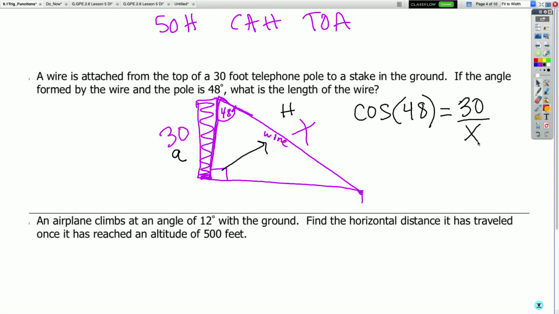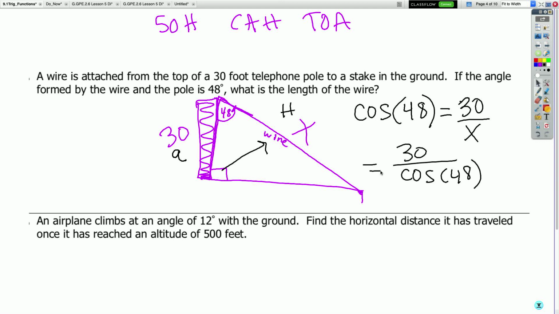So do we see the difference? Someone asked me in the last class, how do I know when I'm using the inverse functions or when I'm just doing regular functions? If you're looking for the angle, that's when we do our inverse functions. So they gave us the angle here. So when x is on the bottom, what do we do, Elijah? When x is on the bottom, we divide. So we're going to be doing 30 divided by the cosine of 48.